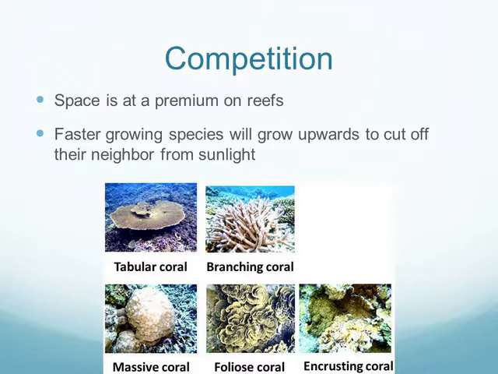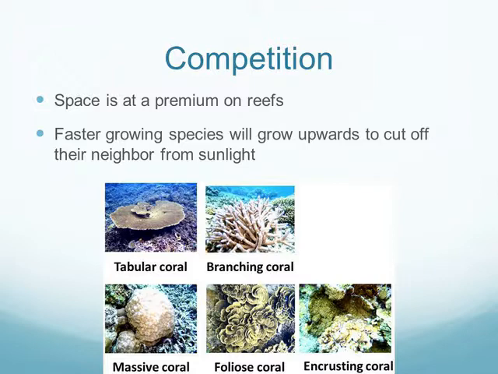And then competition. So corals have to compete for space. Space is a limiting factor on coral reefs. And so in order to do that, they develop different ways of either growing faster or different types of branches. So in this particular case, you can see there are 5 different branching types, you could say.